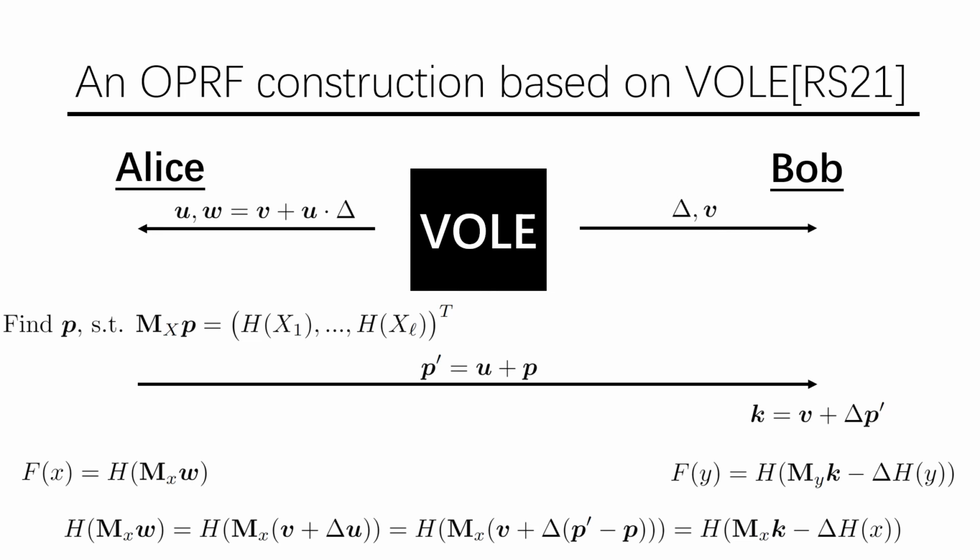If we can find a P such that M times P equals the transpose of H(x), where M is a tremendous matrix as large as the full OPRF domain, then we can construct two functions fx and fy. Observe that the formation of M times P is the same as the linear OKVS, so we can use a linear OKVS to construct it.